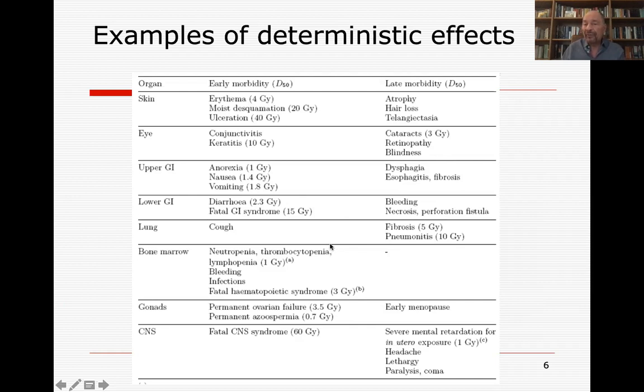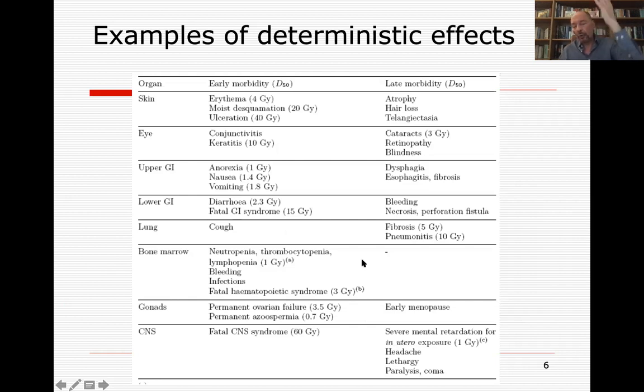Please note that in terms of lethal endpoints, there are 3 lethal endpoints. One is the hematopoietic syndrome, where the D50 is approximately 3 gray. In reality, as I told you since the beginning, it is more like 4 or 6 gray, considering medical attention. Then there is the gastrointestinal syndrome, where the fatal dose is 15 gray. And then the CNS syndrome, where the D50 is 60 gray.